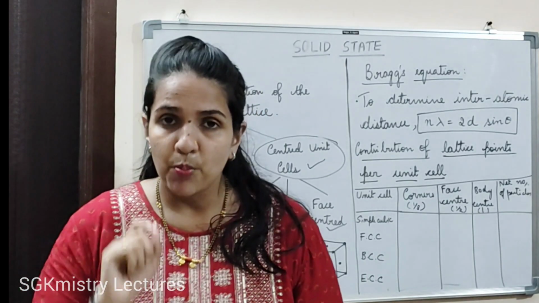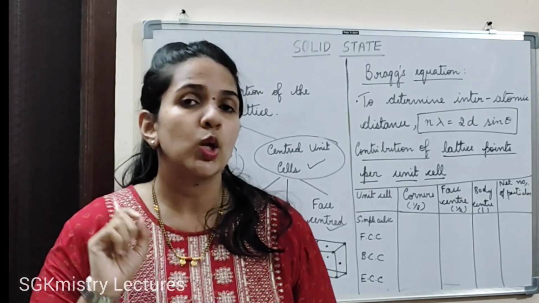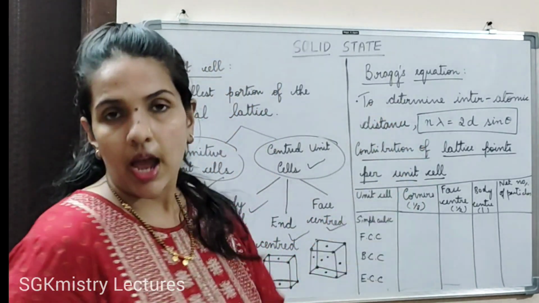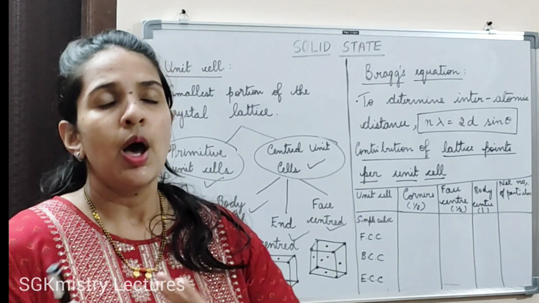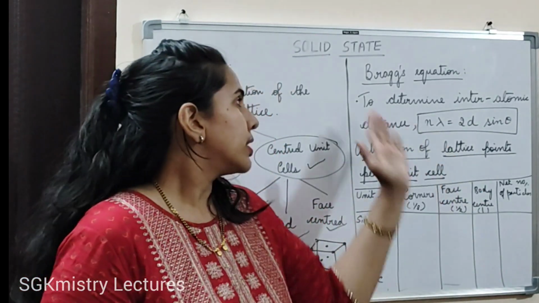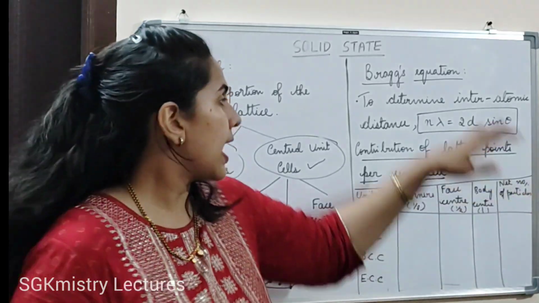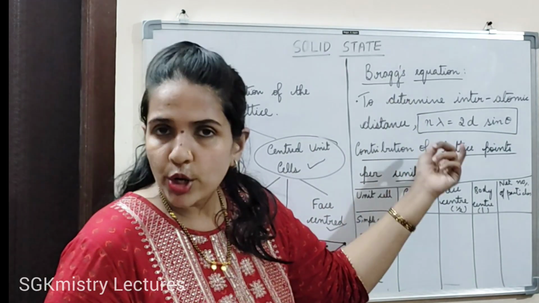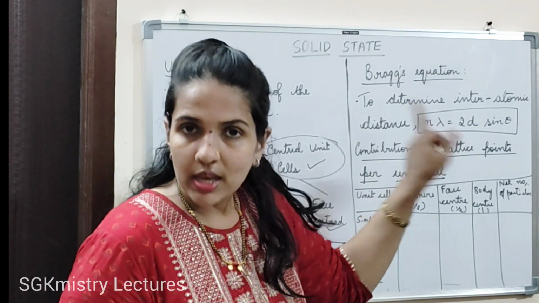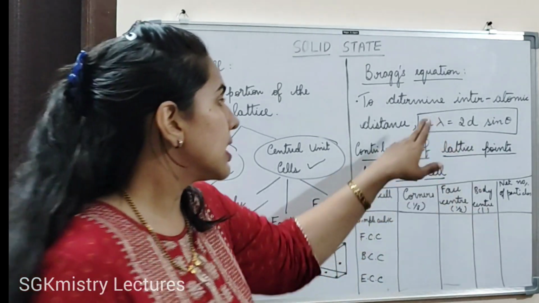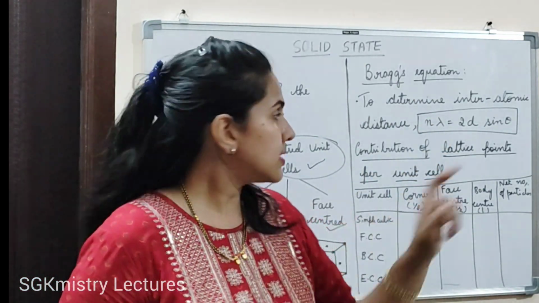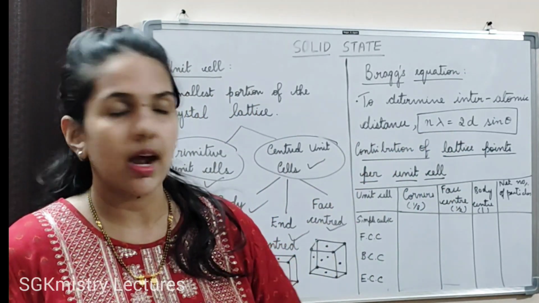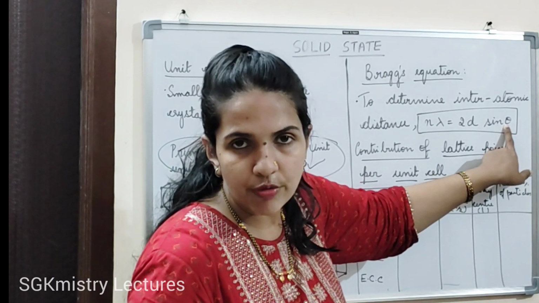Bragg's equation was formulated by making use of X-ray diffraction studies. By X-ray diffraction, the interparticle distance was calculated, and Bragg's equation was given as n lambda is equal to 2d sine theta, where n is the order of reflection, lambda is the wavelength of X-rays, since they used X-ray diffraction studies, d is the distance between the two planes, the interplanar distance, and theta is the angle of reflection.